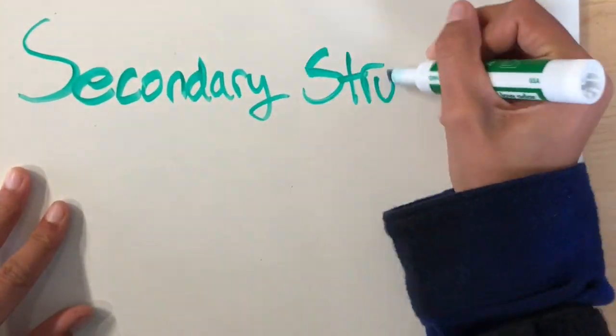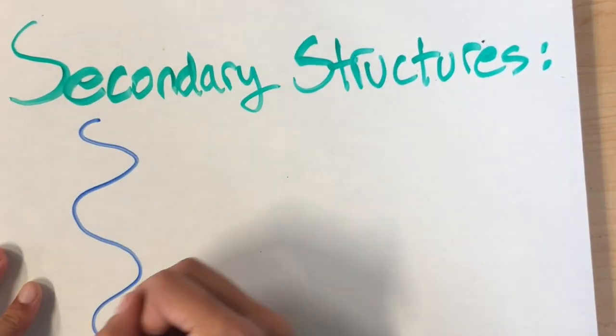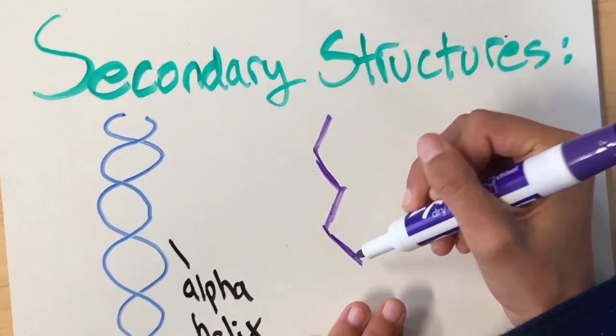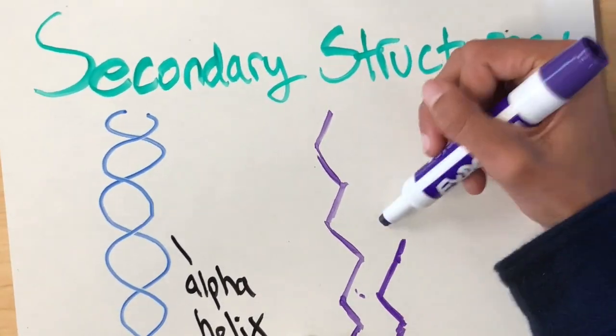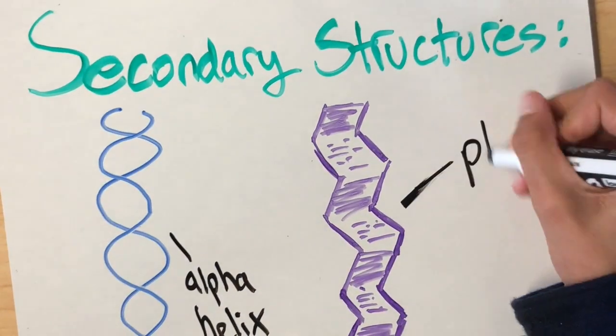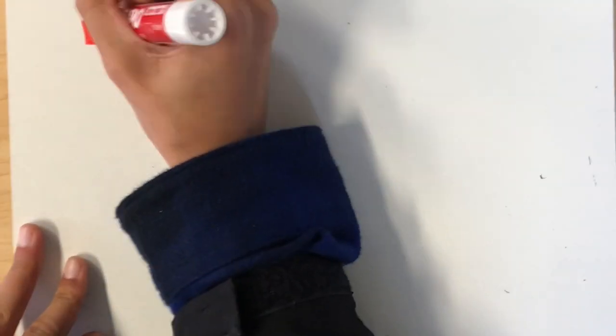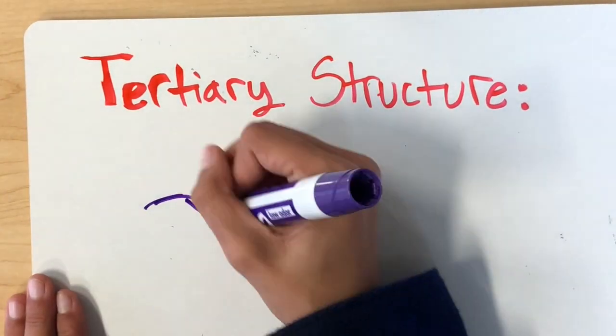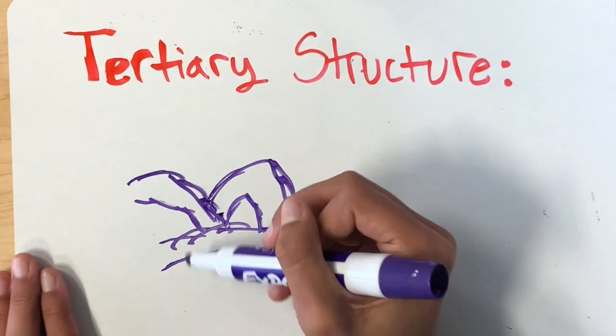The second level is a secondary structure. This is hydrogen bonding of the peptide backbone, and it causes the amino acids to fold into a repeating pattern like an alpha helix or a pleated sheet. The third level is the tertiary structure. This is a 3D folding pattern of a protein due to side chain interactions.